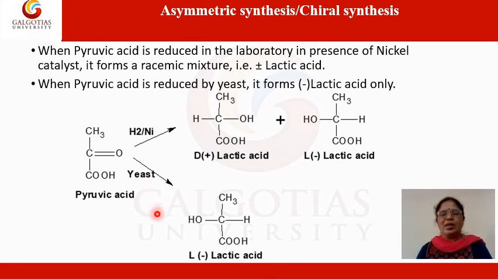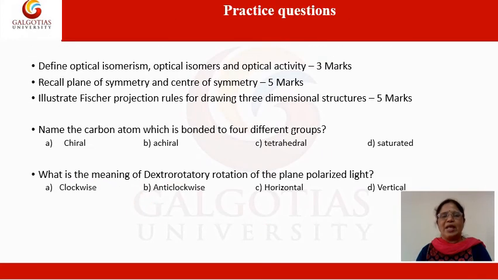then if we see the product which is obtained, the lactic acid is actually the levoisomer only is obtained and dextroisomer of lactic acid is not obtained. So pyruvic acid upon reduction in presence of nickel catalyst gives the racemic mixture of lactic acid and in presence of yeast it gives levo form of lactic acid.